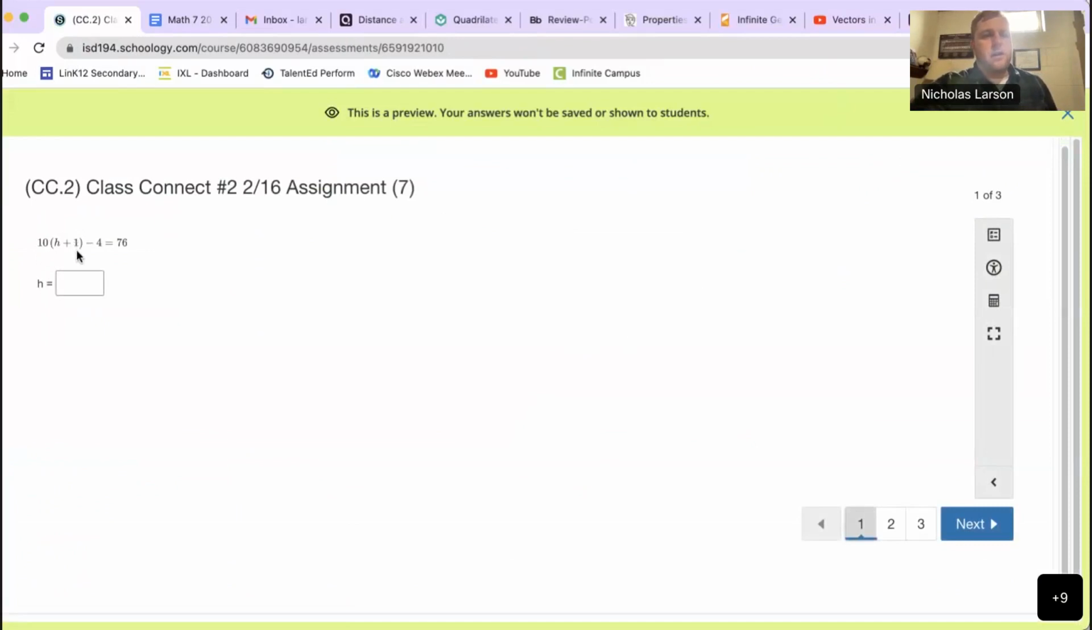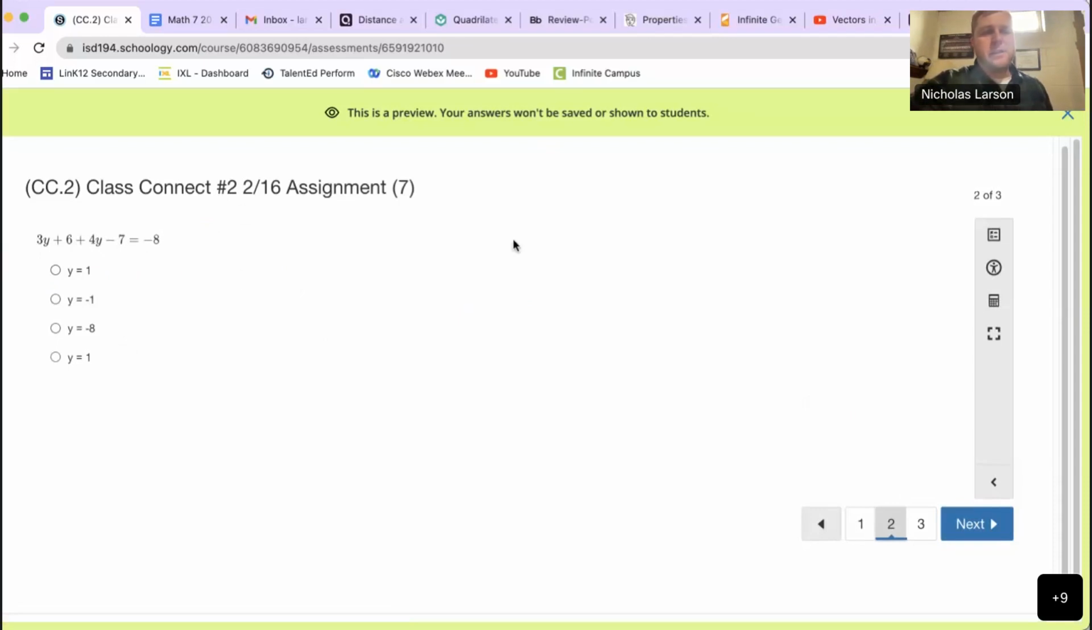H plus 1 minus 4 equals 76. First, you should add 4 to each side, okay? The first thing you should do is add 4 to each side. Once you do that, you should divide by 10. And then you're left with h plus 1 equals something. And then you can solve from there, okay? So again, setting this up, add 4 to each side, divide by 10. And then there's one more step that you need to do.